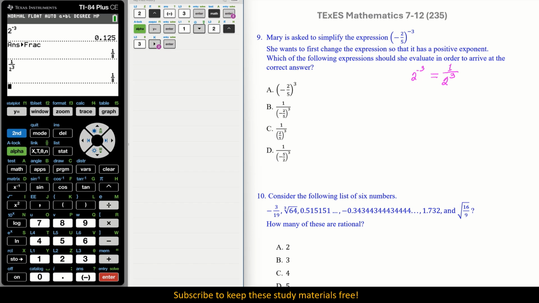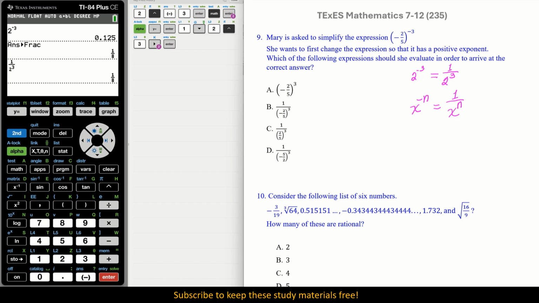Now, if you weren't sure what I was pushing, stop the video, rewind, do it for yourself on your calculator and see what the result is. But they do equal 1/8, so they're equivalent. Now, this property can also be written generally like this: a to the negative n, or you could use any variable you want, equals 1 over x to the n.